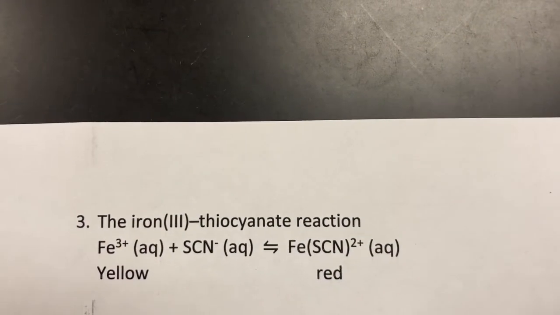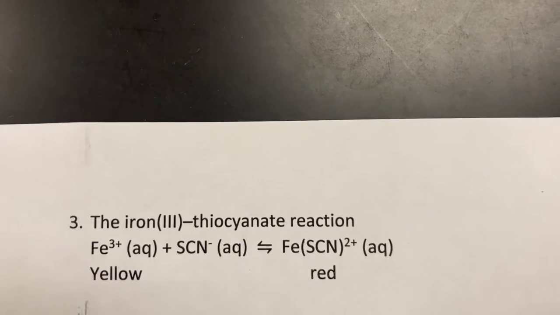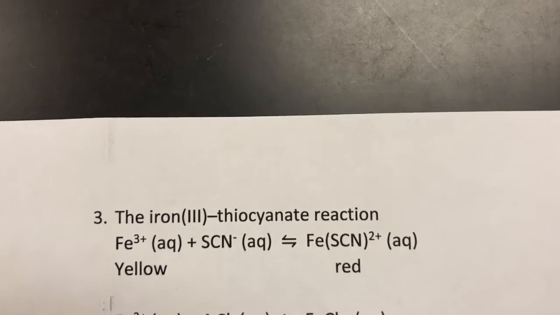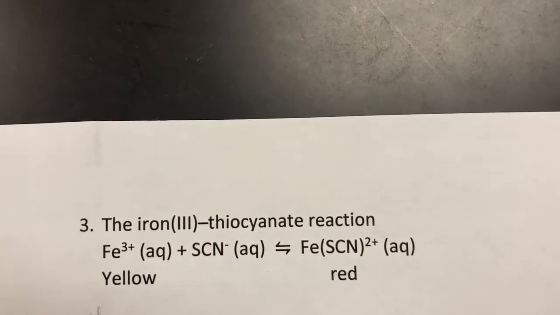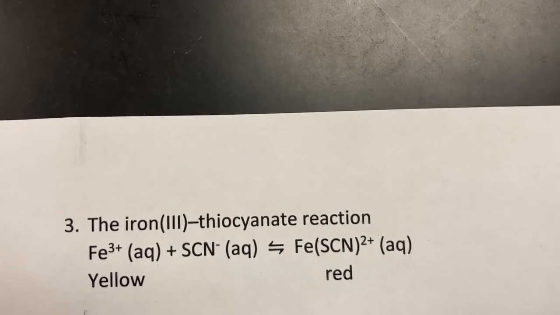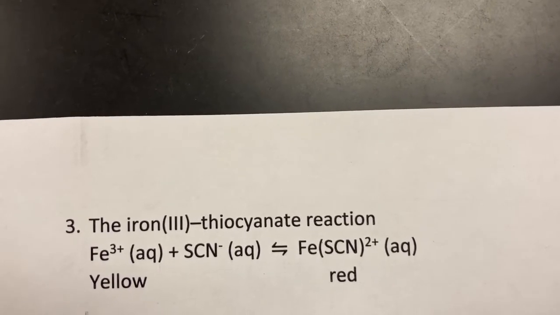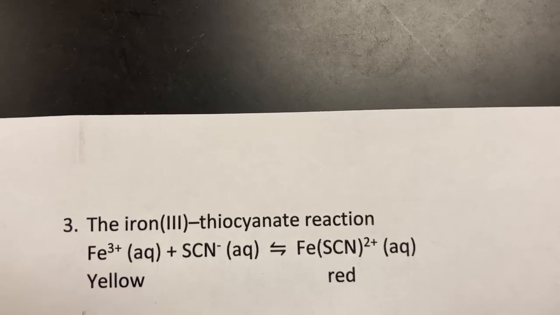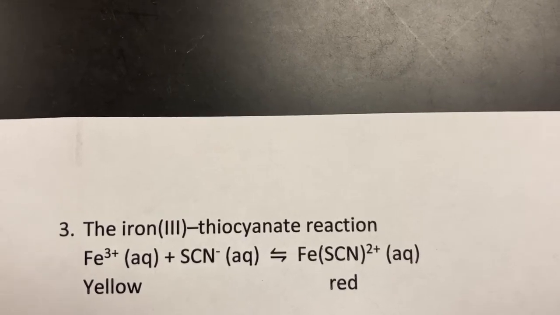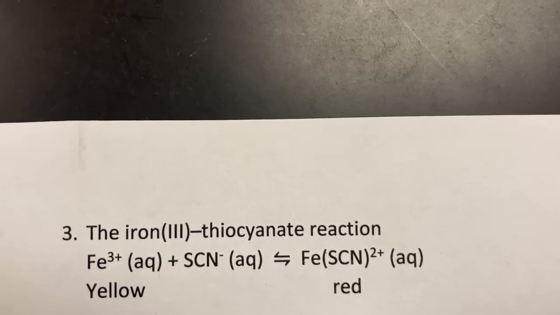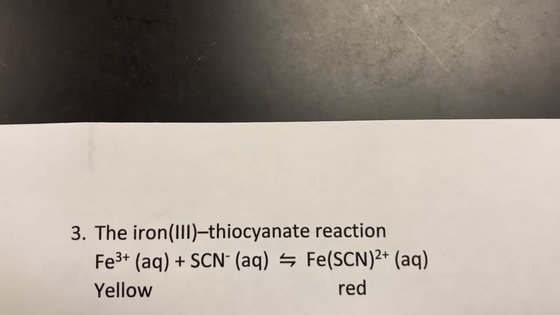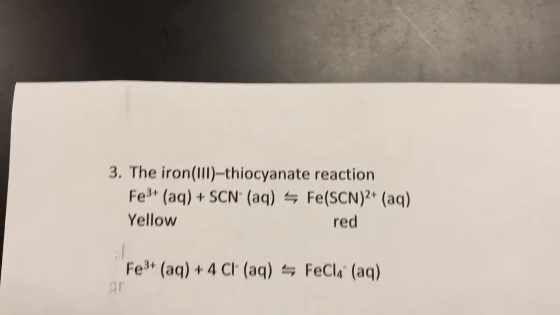The third experiment about concentration change is about this equilibrium. An equilibrium between iron 3 plus ion and iron 3 thiocyanate ion. On the left, iron 3 plus is yellow. On the right, iron 3 thiocyanate ion is red. So what we're going to do for this equilibrium, this is what we will do.